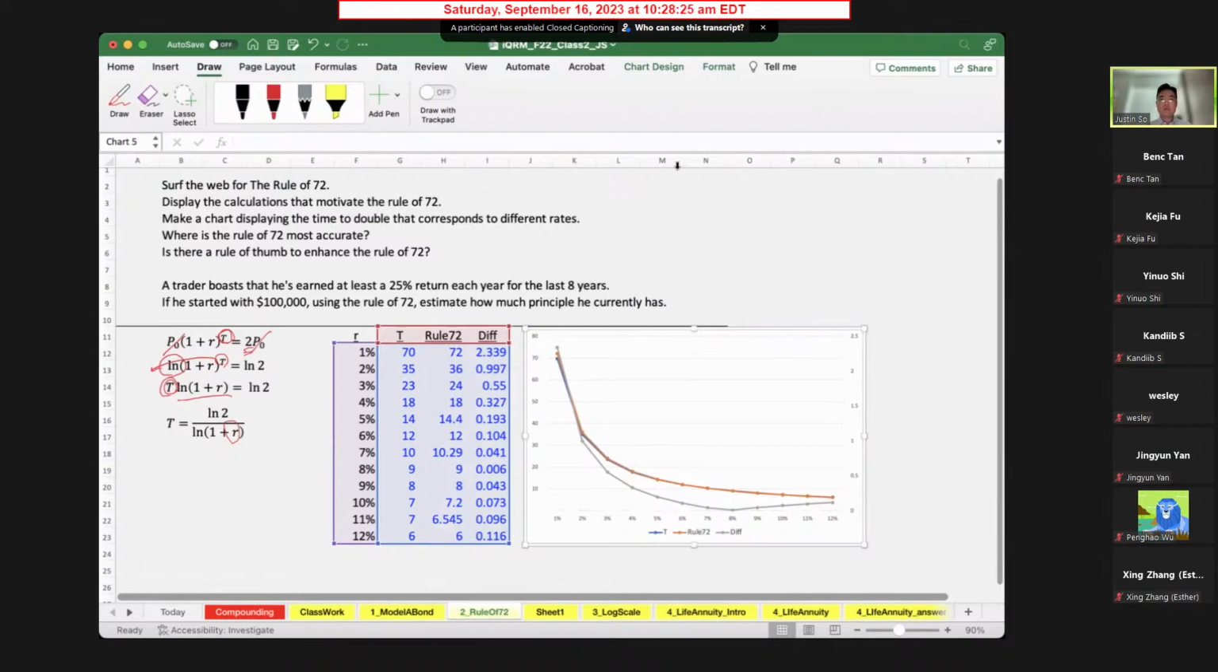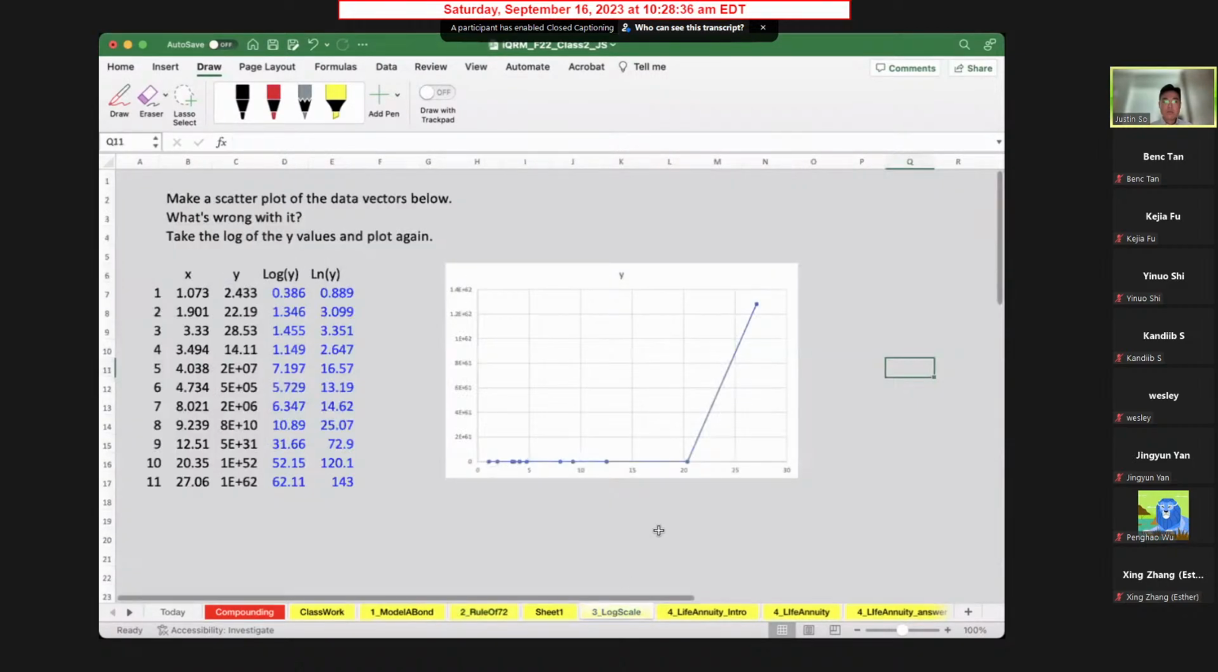So without the log or mathematical calculation, you can quickly say how many years it takes to double your investment. That is the rule of 72.